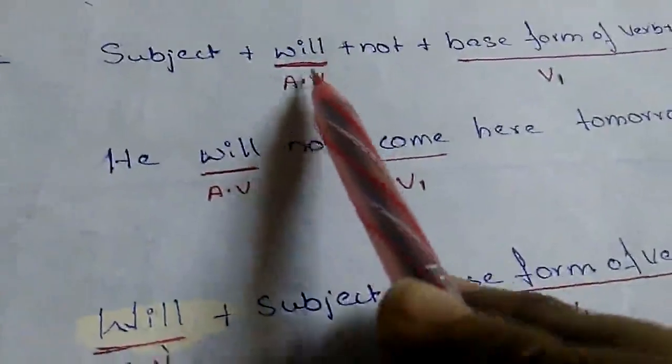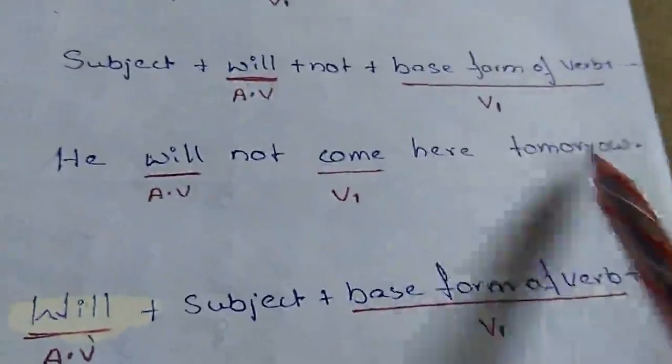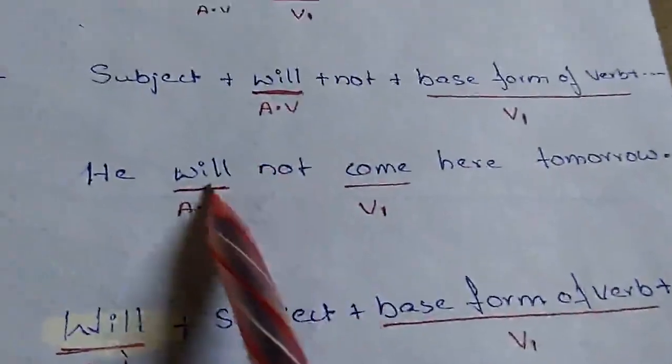If you want to make a negative sentence, what we do is add not to this helping verb. He will not come here tomorrow. So simply we add not to this helping verb to make a negative statement.